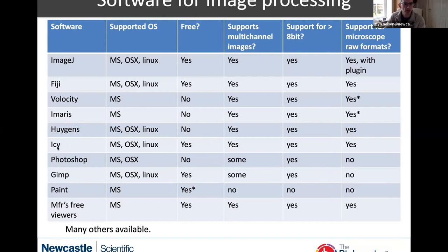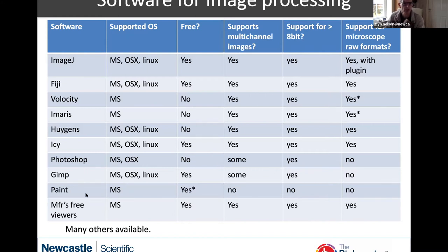Another one of note is ICY, which works with ImageJ or Fiji as well, and is platform independent and is really nice if you want to do some complicated scripting and try to automate your image workflows.